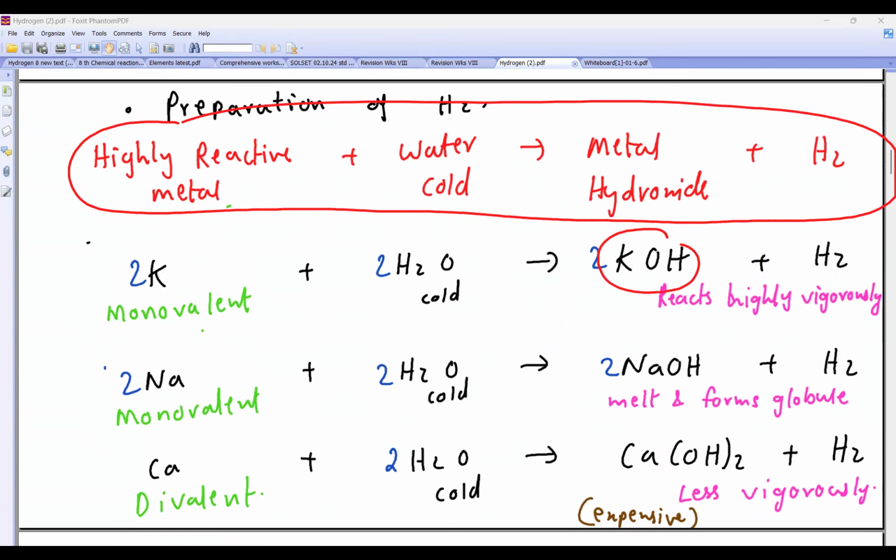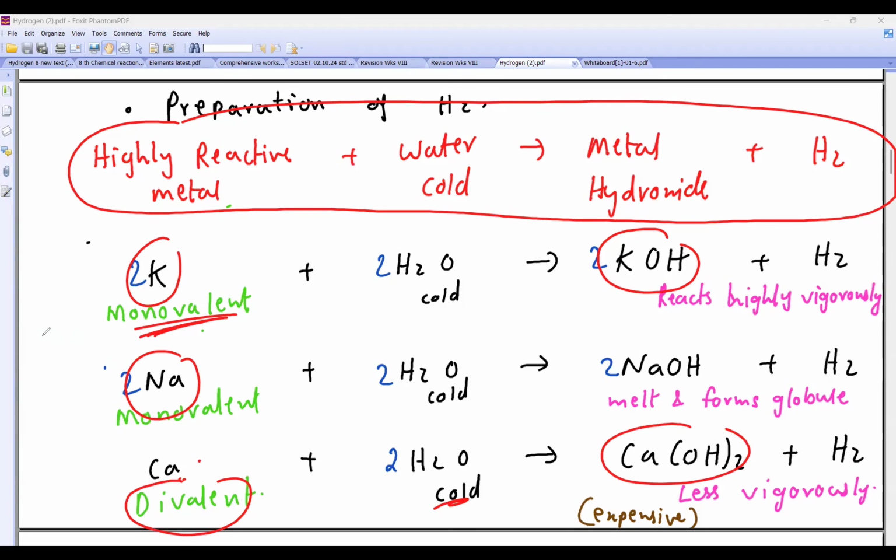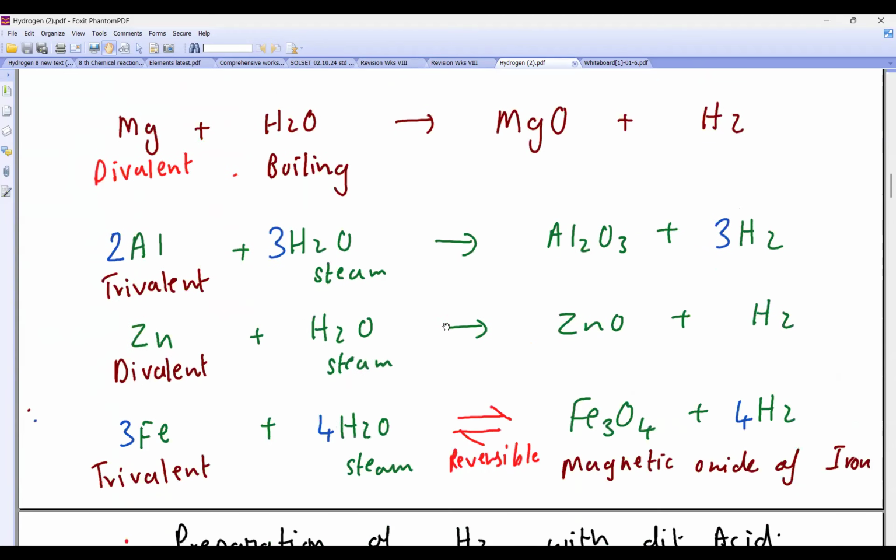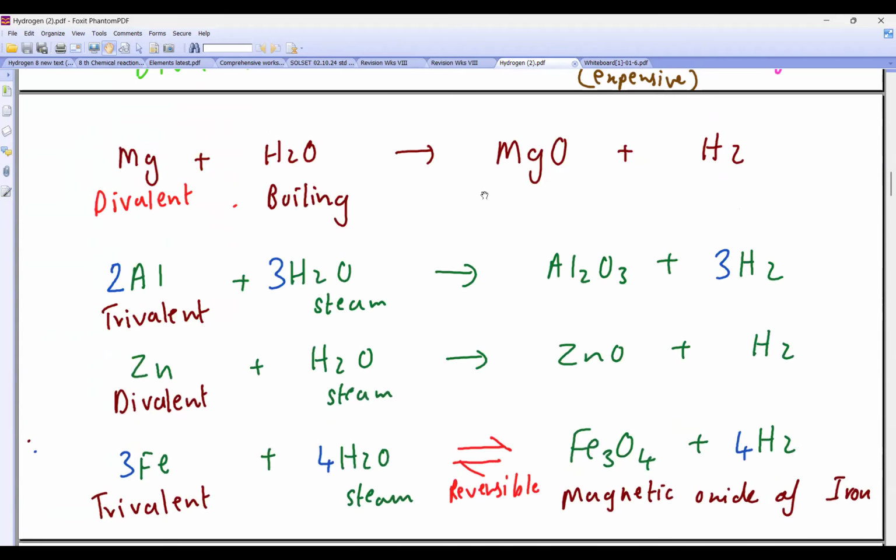Okay, the examiner is very smart. He will not say potassium, beta. He will say write a monovalent metal which reacts vigorously. Then what will it be? Potassium or sodium. Name a divalent metal which reacts with cold water. It is calcium. It forms calcium hydroxide and hydrogen. Then they will ask about other metals reacting with steam. Name a divalent metal which reacts with steam.